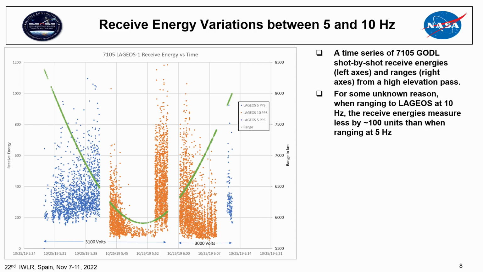When they switch between 5 and 10 hertz, for some reason the receive energy, which is the area under the curve, is quite different between 10 hertz and 5 hertz, which we still don't understand. There's about a 100 unit difference between 5 and 10 hertz when we range Lageos. You also notice that when we increase toward 90 degrees of elevation, the receive energy drops off because the mount can't keep up.